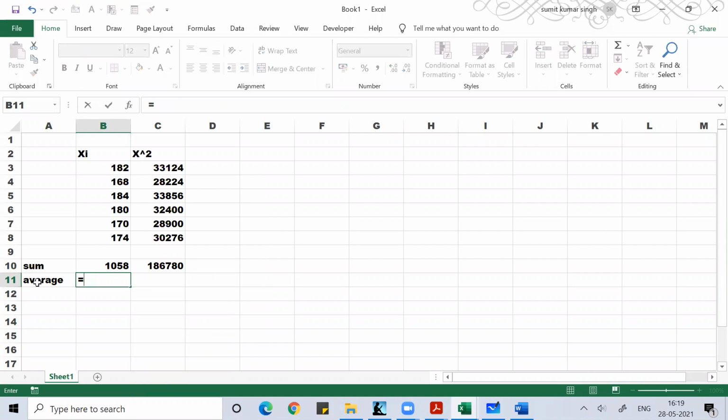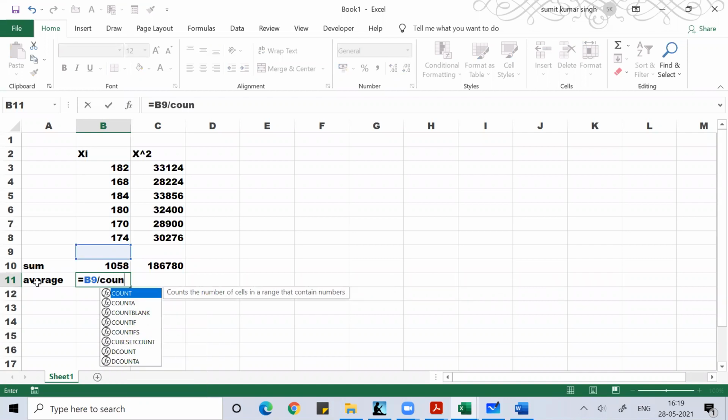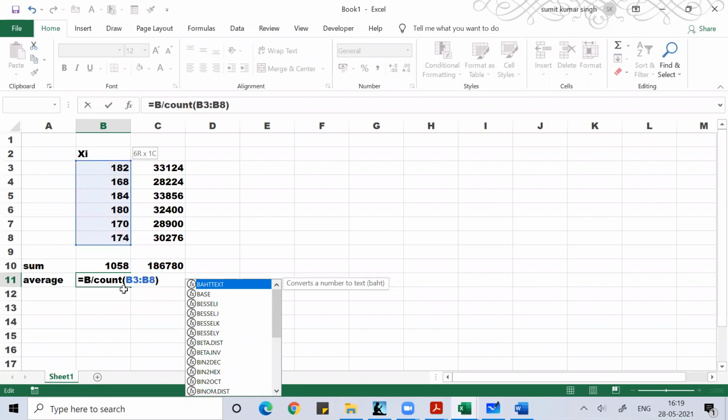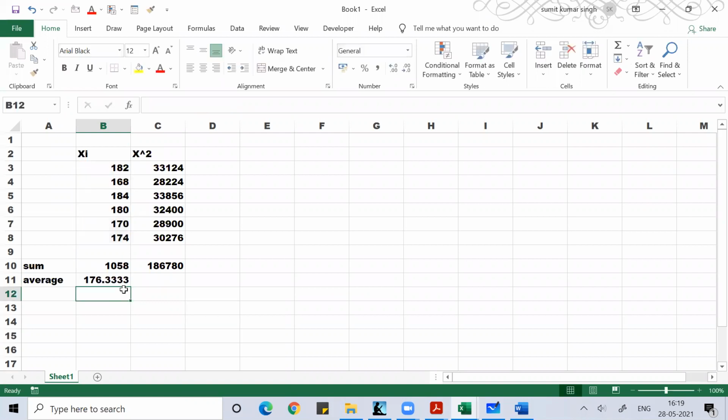What is the average sum? Sum divided by the total number of terms. How many terms are there? This will give you the average. Now you can use the formula of standard deviation.